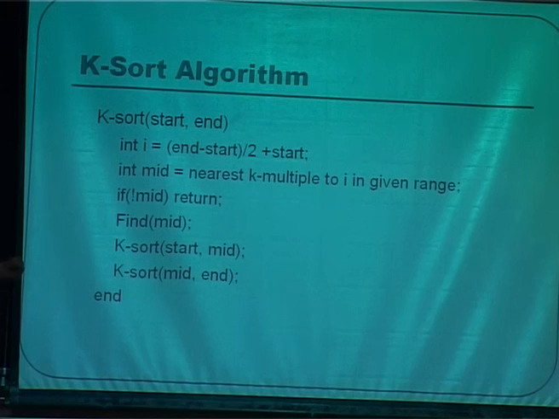So did you understand? What you are doing, you are finding the middle value, and then you are calling again. Then it becomes a sorted element, is it not?